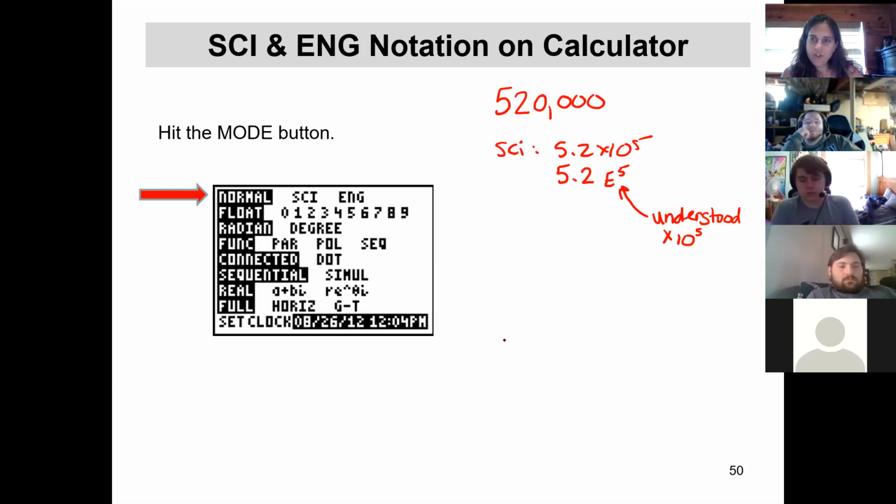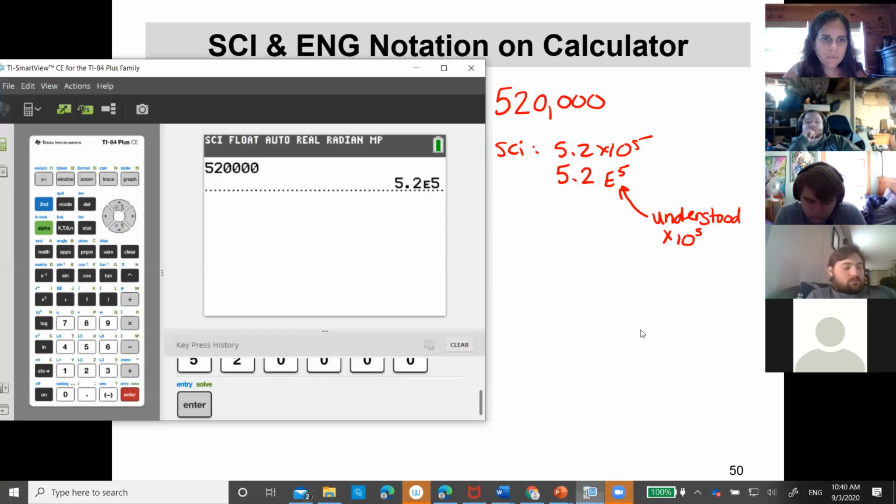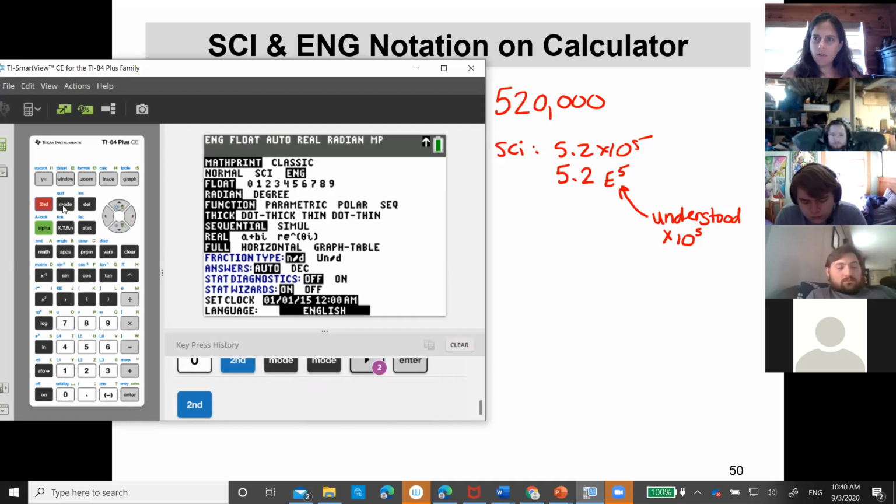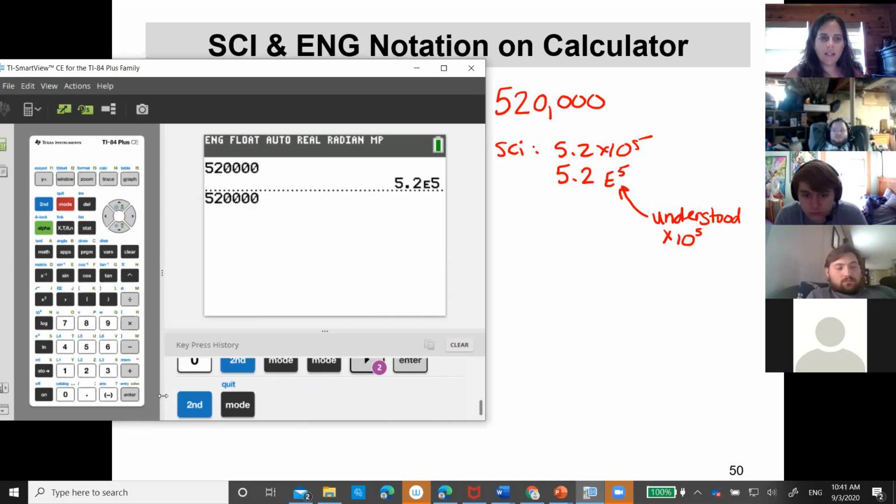Now let's do it in engineering. Same number. So type that number in again, 520,000. And I need to go to my mode first. I should have done that first. Switch it to engineering. Go back. To get out of this menu, I didn't mention this before, you quit. So I'm doing second mode, which is the quit, right above it. All right, now I'm going to hit enter. And I see this.